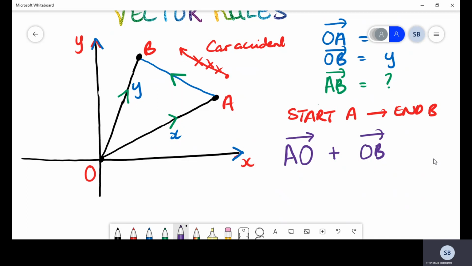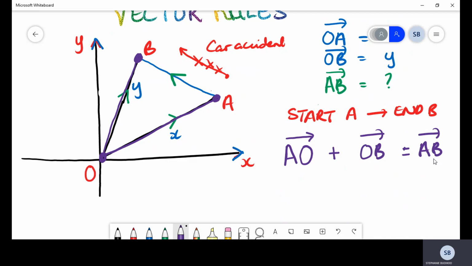And finally, taking that route, you can see that we started at point A, we traveled along towards point O, and then from O, we traveled towards point B. So we have safely reached from A to B. So this is actually equal to the vector AB. It's just we took a different route.